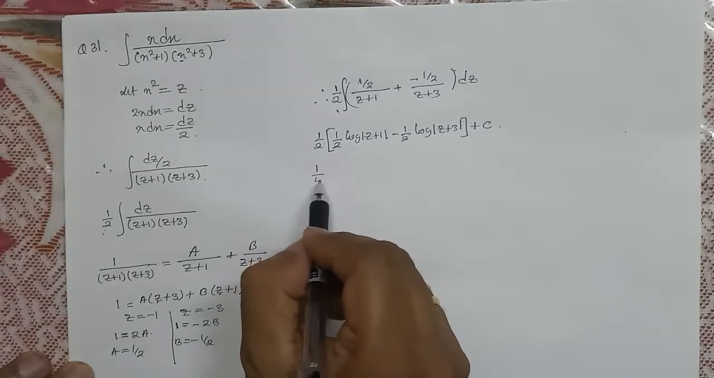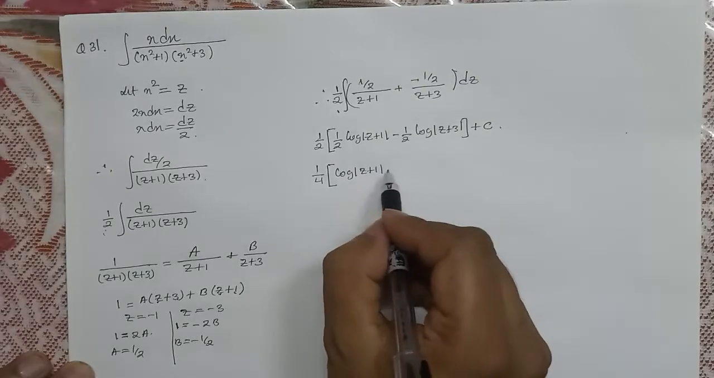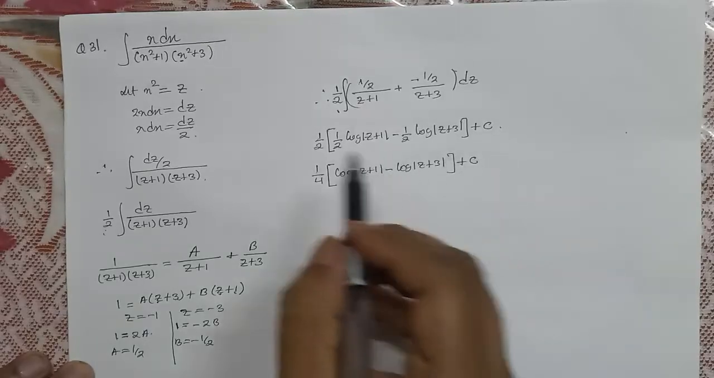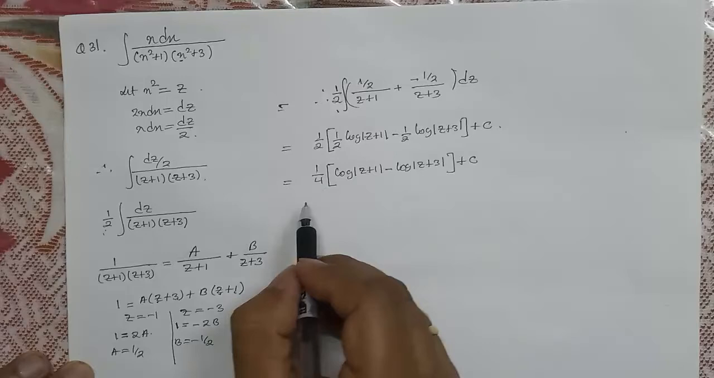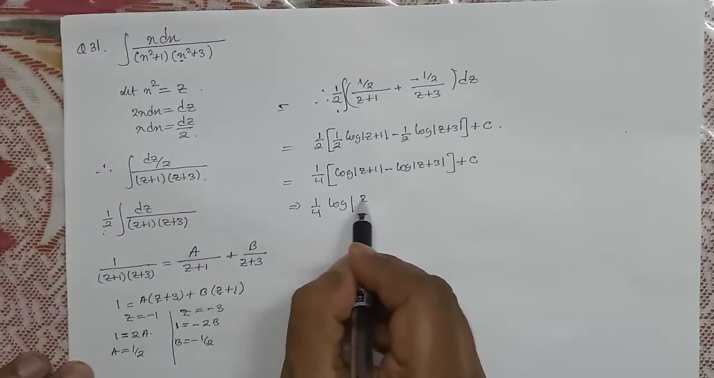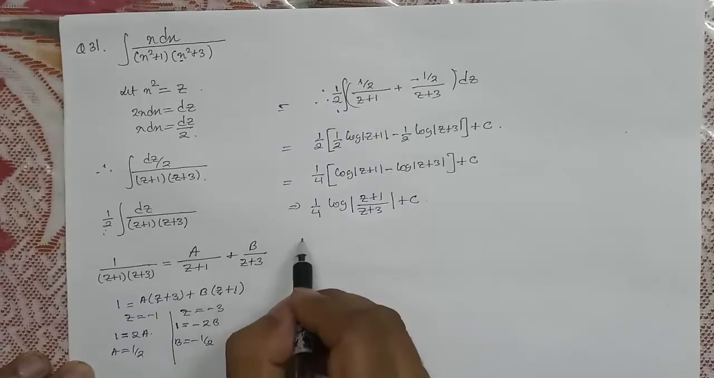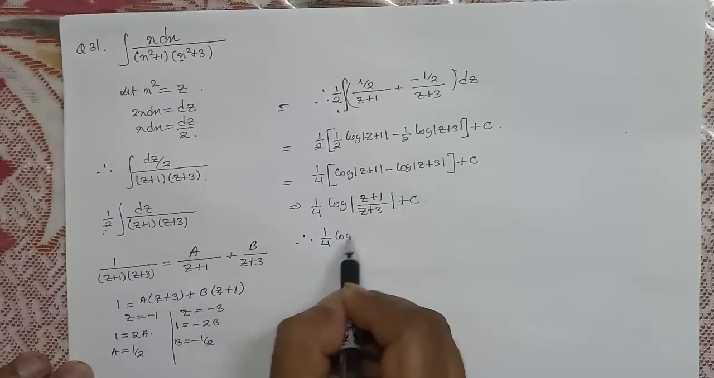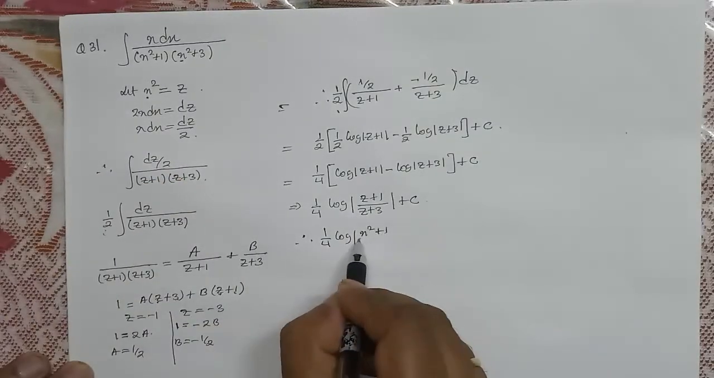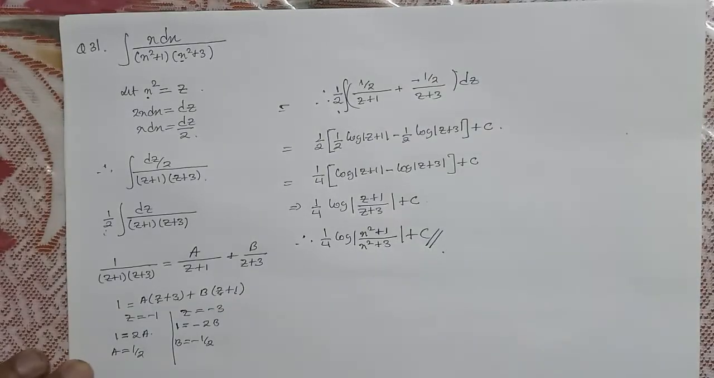I'll take half common, it will be 1 by 4, within the bracket log of z plus 1 minus log of z plus 3. Now I'll apply the property of logarithm: log m minus log n is log m over n, plus c. And the answer should be in terms of the substitution quantity, that is in terms of x. z equals x square. Now I'll substitute: x square plus 1 over x square plus 3 plus c. This is your final answer, by the method of substitution.